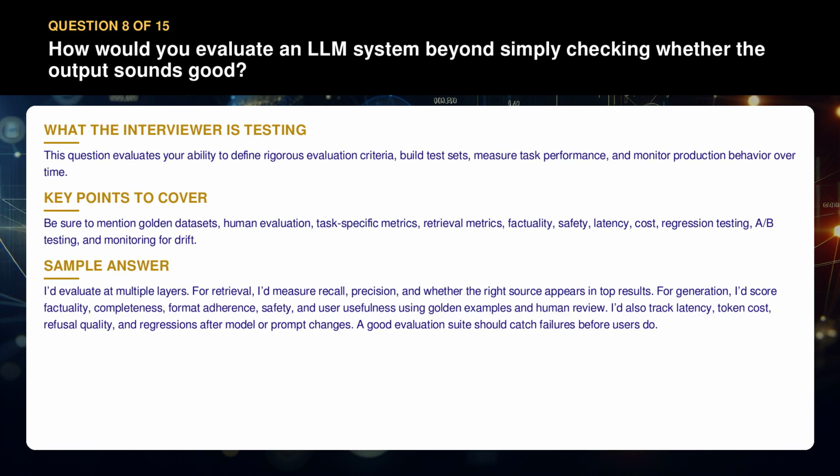I'd evaluate at multiple layers. For retrieval, I'd measure recall, precision, and whether the right source appears in top results. For generation, I'd score factuality, completeness, format adherence, safety, and user usefulness using golden examples and human review. I'd also track latency, token cost, refusal quality, and regressions after model or prompt changes. A good evaluation suite should catch failures before users do.